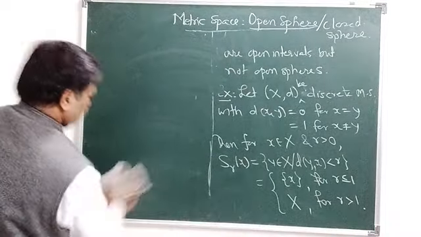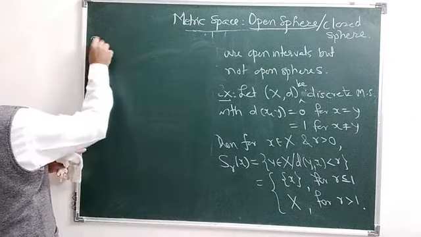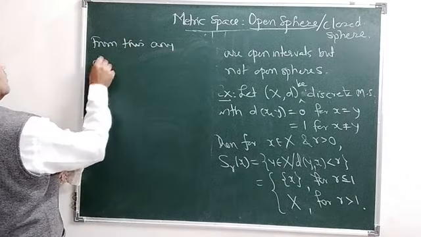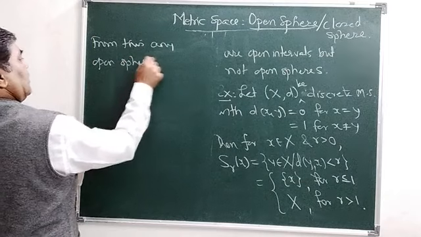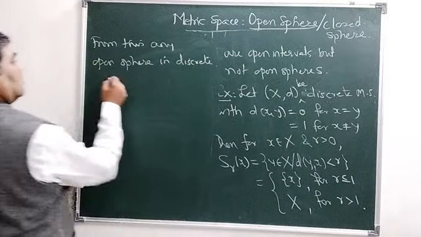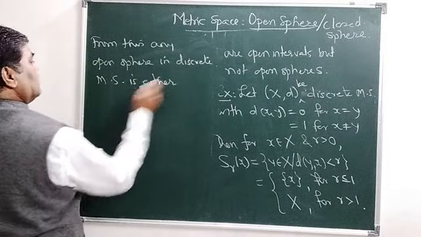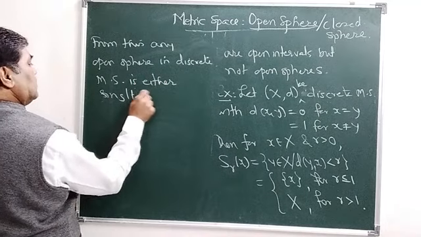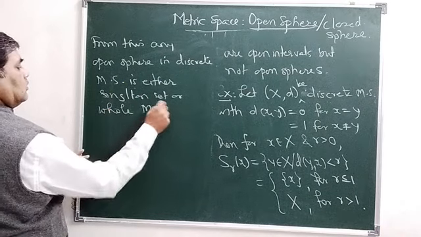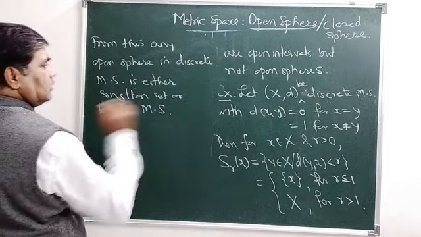From this, any open sphere in a discrete metric space is either a singleton set or the whole metric space. Okay.